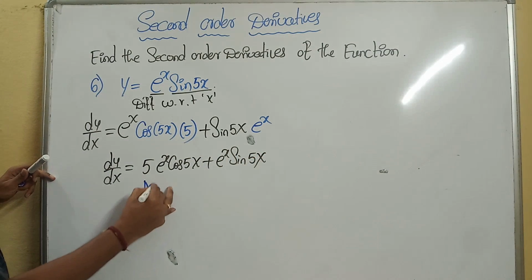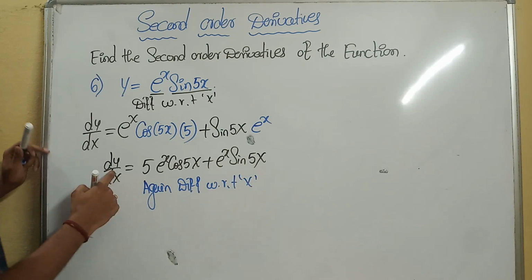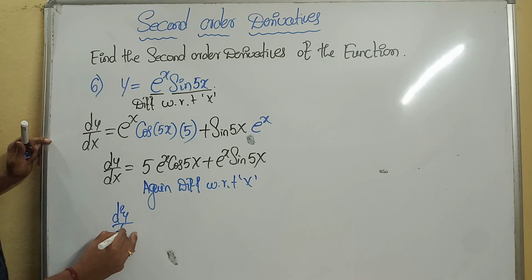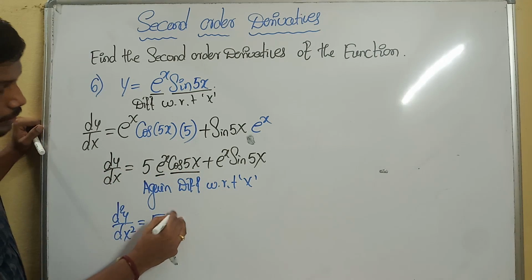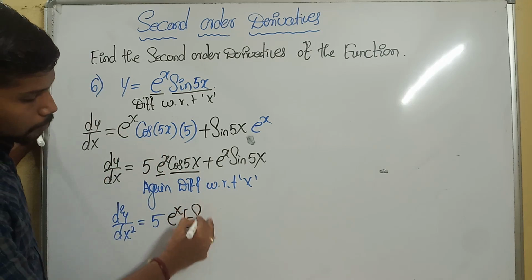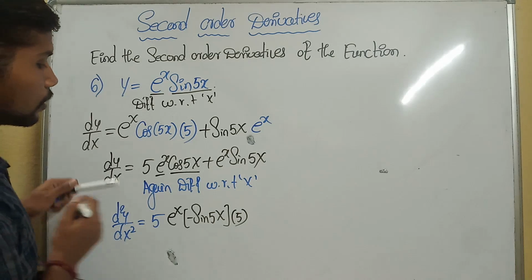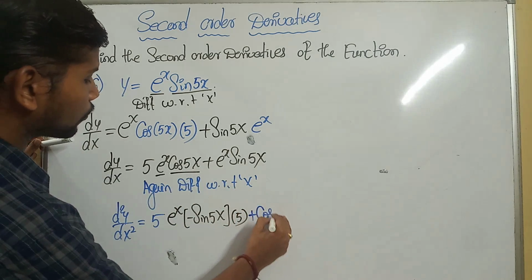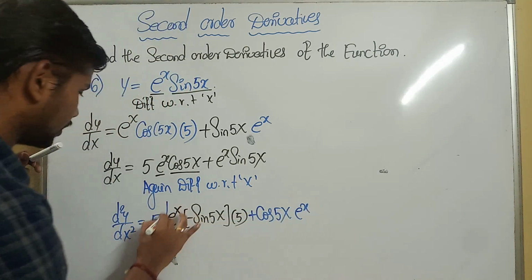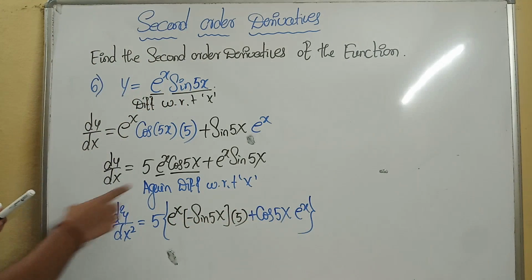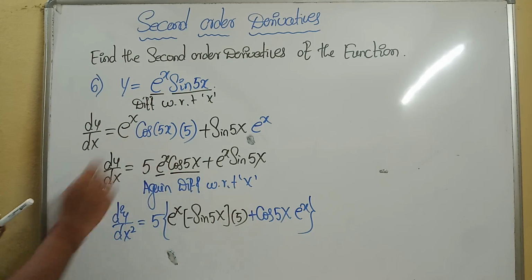We require a double derivative, that's why again differentiating with respect to x. What is the derivative of dy by dx? d square y by dx square. 5 as it is. What is the derivative of e raised to x cos of 5x? e raised to x as it is, cos derivative will be minus sin of 5x, 5x derivative will be 5. Got it? Then what about the next part? It will be cos of 5x as it is, e raised to x derivative will be e raised to x. I need to put a bracket for this function. Why? Because 5 is common for both terms. First term as it is, second term derivative, second term as it is, first term derivative.